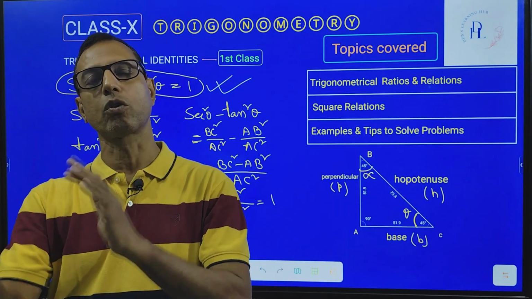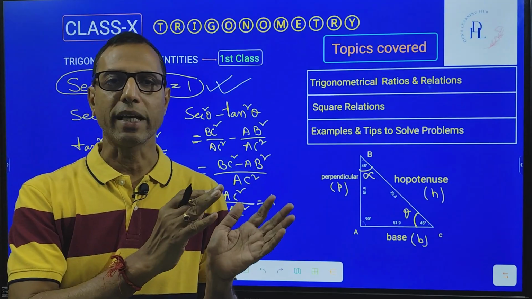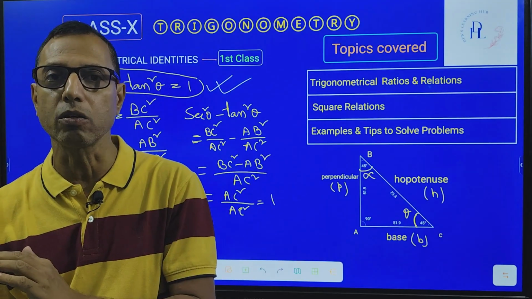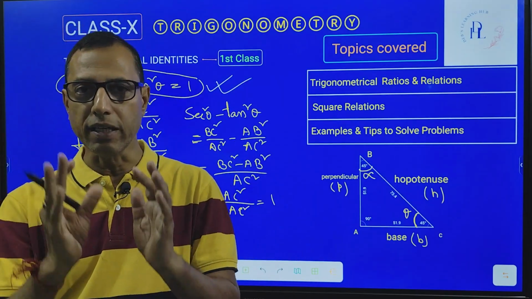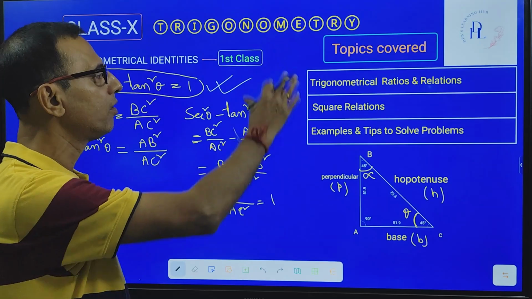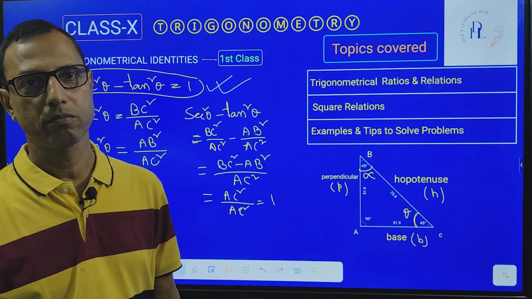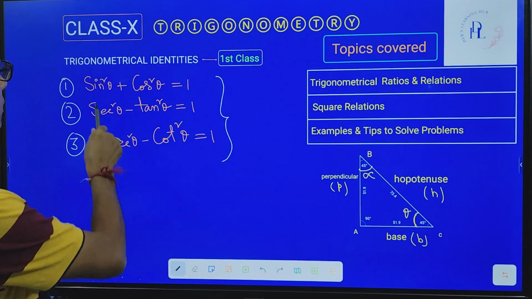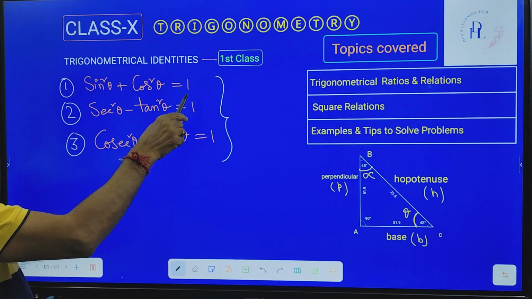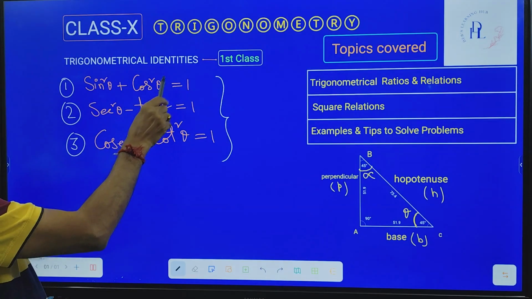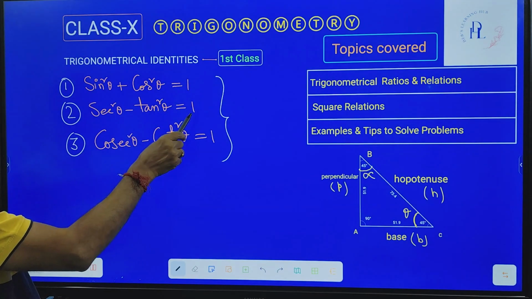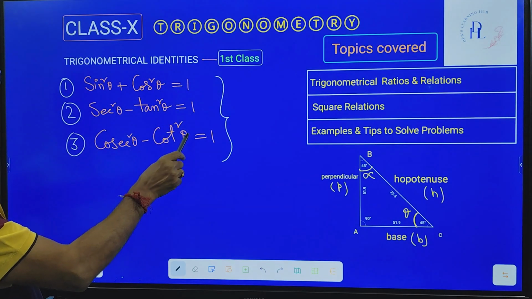So sin square theta plus cos square theta equals 1. Sec square theta minus tan square theta equals 1. Cosec square theta minus cot square theta equals 1. These three formulas you need to remember from today's session. So these are the three main square formulas in trigonometry, right? Sin square theta plus cos square theta equals 1, sec square theta minus tan square theta equals 1, cosec square theta minus cot square theta equals 1.